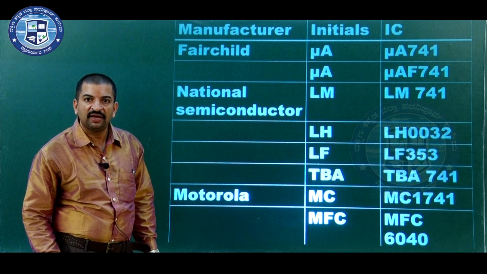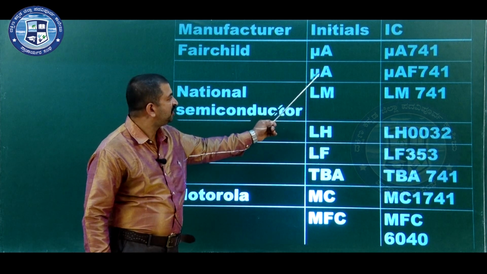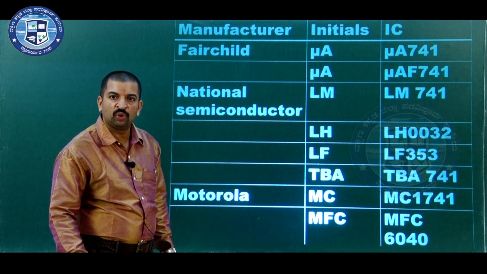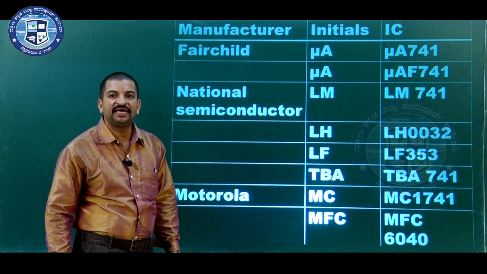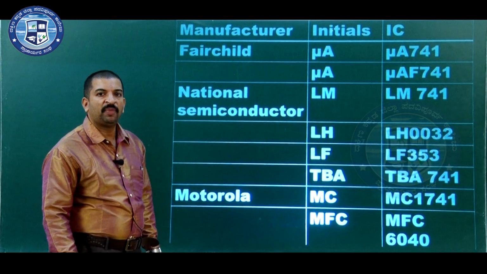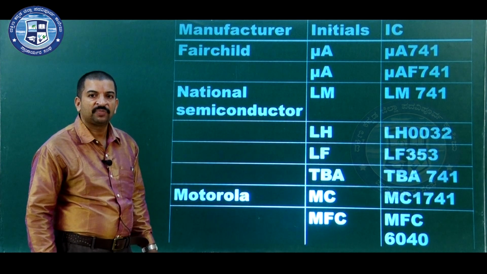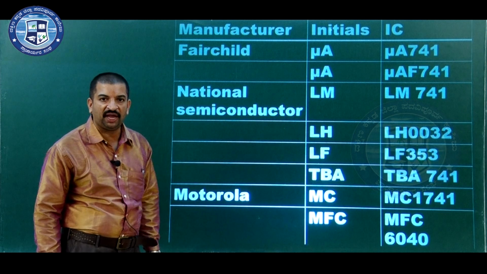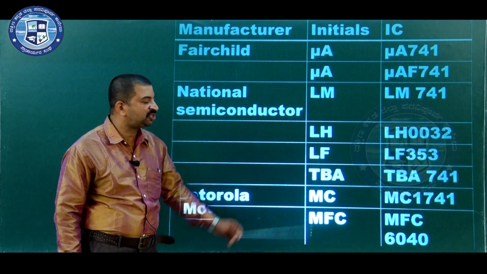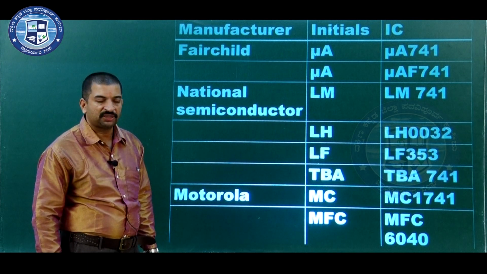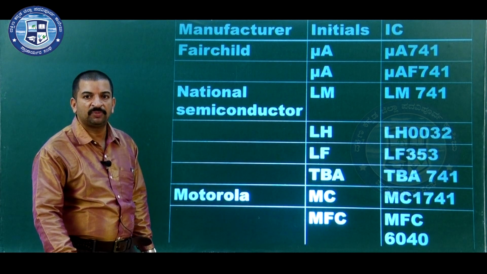Now, the IC is mu A 741, and another may have the initials like mu AF, for example mu AF 741. Some of the ICs have the initials LM. LM indicates manufactured by National Semiconductors. The National Semiconductor ICs have the initials LM. They may also have initials like LH, LF and TBA. Now, LM 741, LH 0032, LF 353, TBA 741: these are the ICs manufactured by the National Semiconductor company.